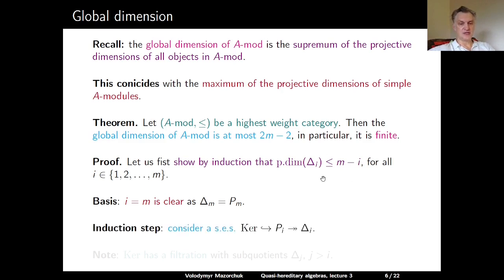Now let us do the induction step. Consider a short exact sequence: the kernel of the surjection from P_i to delta i embedded into P_i, and then this surjects onto delta i. That's a short exact sequence. And note that since A-mod is a highest weight category, the kernel has a filtration whose subquotients are delta j's, with j strictly greater than i. That's our second condition in the definition.